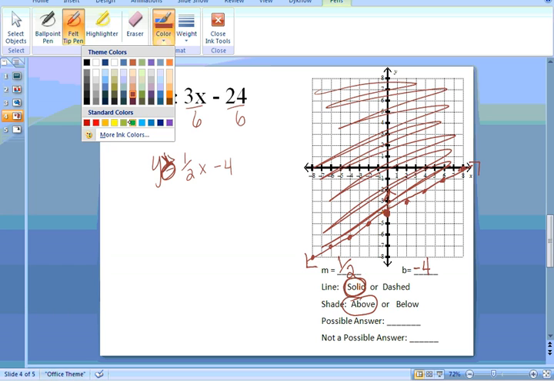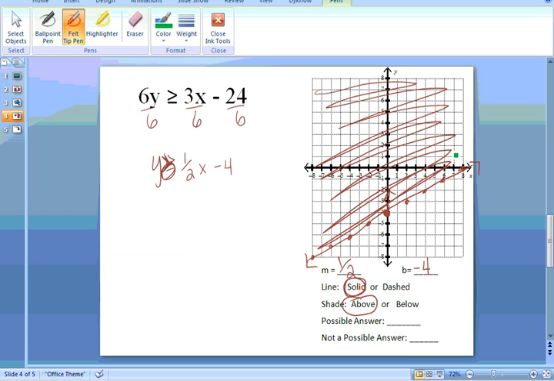Possible answers. Something up here. So this is 6, -1. Since I have a solid line, it could fall on that solid line. So let's pick this point right here since the line went through it. So 2, -3 would work. And something that won't work, something down here. So a 1, -5 won't work.